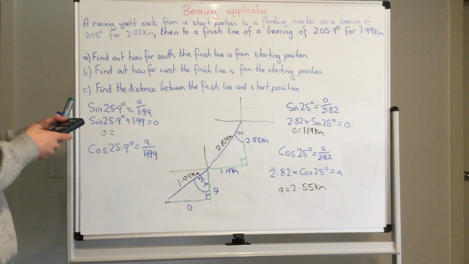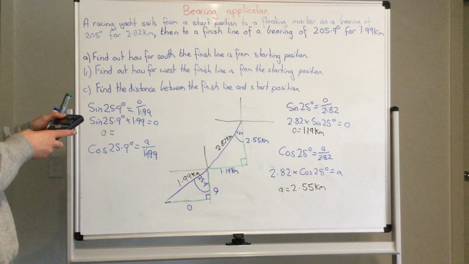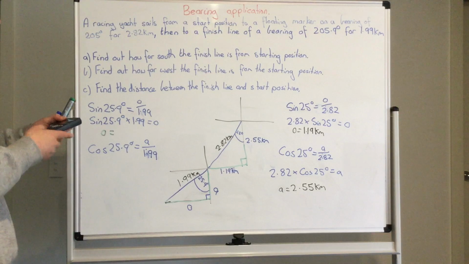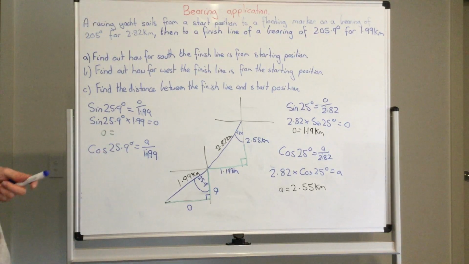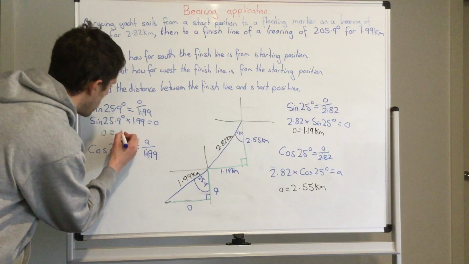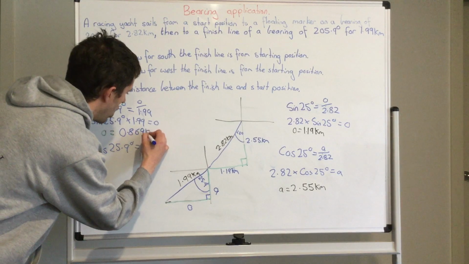Sine 25.9 degrees times 1.99 equals 0.869. 0.869 kilometers.